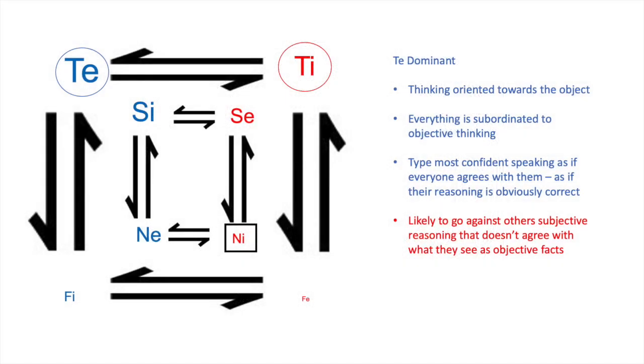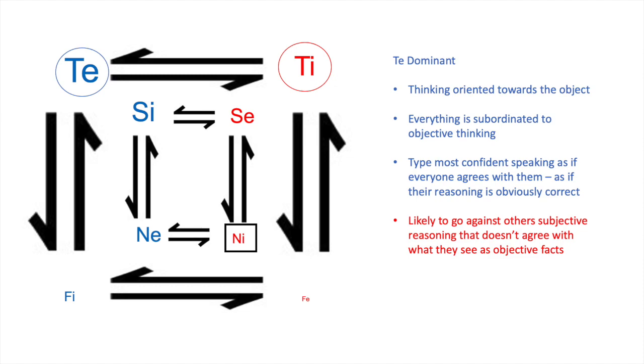This is going to be a short video on some peculiarities of TI and TE dominant people. So this will be a quick video on some characteristics that you can use to identify whether somebody is TE dominant or TI dominant. First off, we're going to be looking at TE dominant people. A strict definition of what TE dominance, or extroverted thinking dominance, is referring to is a mindset in which thinking is oriented towards the object as opposed to the subject.